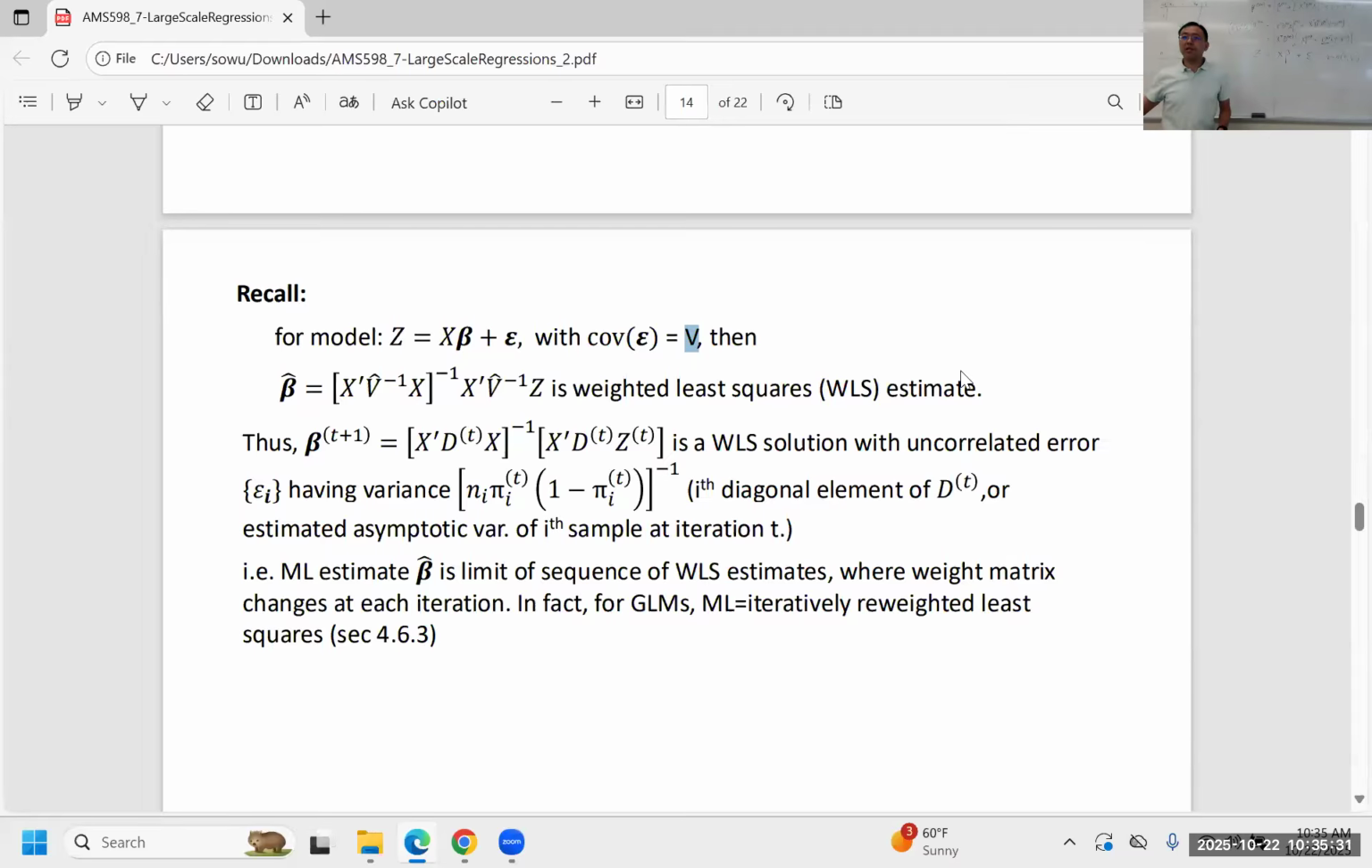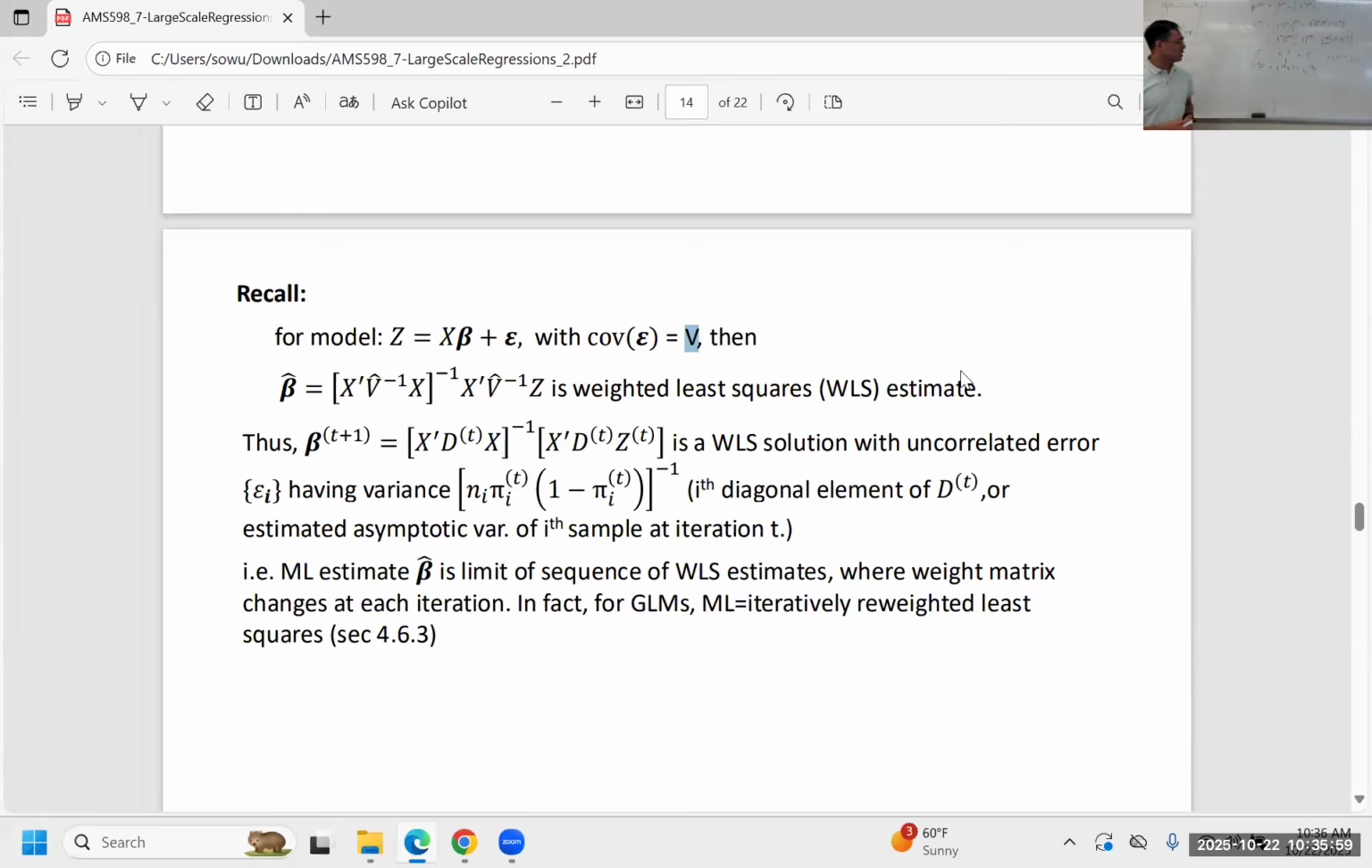If it's diagonal, the effect is essentially to apply weights to each subject. Or v could be a general matrix. Let's talk about the general case. So with this v, what you can do is multiply v inverse half to z.